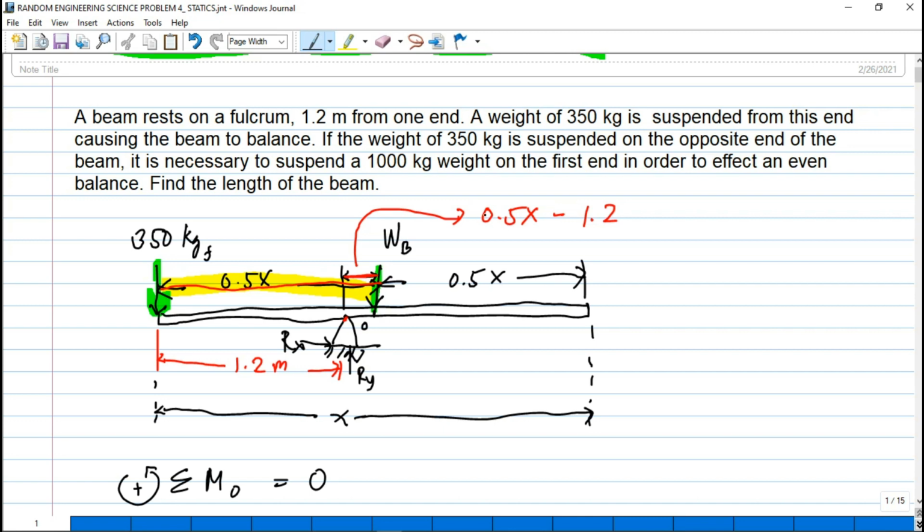Kasi yung first equation natin, dalawa yung variable, we need to formulate another equation to find yung x natin, which is the length of the beam. Okay, ginawan tayo dito ng second condition. If the weight of 350 kilograms is suspended on the opposite end, so doon naman sa kabila siya na-suspend, so it is necessary to suspend a 1,000 kilogram weight on the first end in order to effect an even balance. Ibig sabihin, pag nilagay daw natin doon sa other side yung 350, then maglagay tayo ng 1,000 kg doon sa left side, magi-even pa rin or magbabalance pa rin yung ating beam.